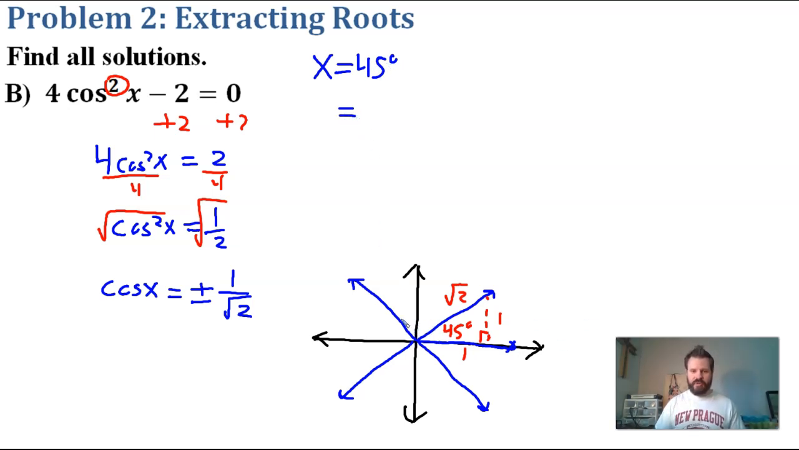If we're 45 short of 180, that'd be a 135 for the second solution. Third solution is going to be 45 past 180, so 180 plus 45 would be 225 degrees. And my last solution will be 45 short of 360. 360 minus 45 is going to give me a 315.